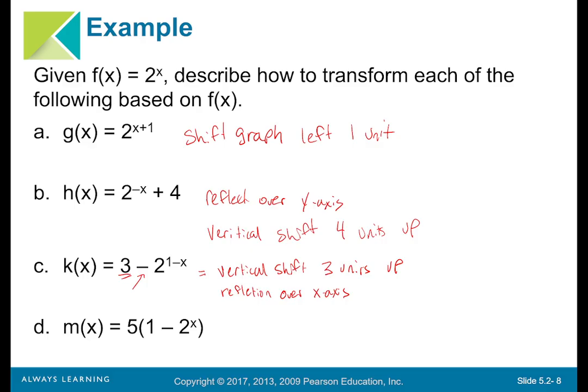We also see 2 to the 1 minus x. So there we've added 1 in our exponent, right? It's 1 minus x, but it's really negative x plus 1. It's the same thing. A little bit easier to see there, we've actually shifted to the left 1 unit. And then see, x has become negative. That tells me we're reflected over the y-axis.